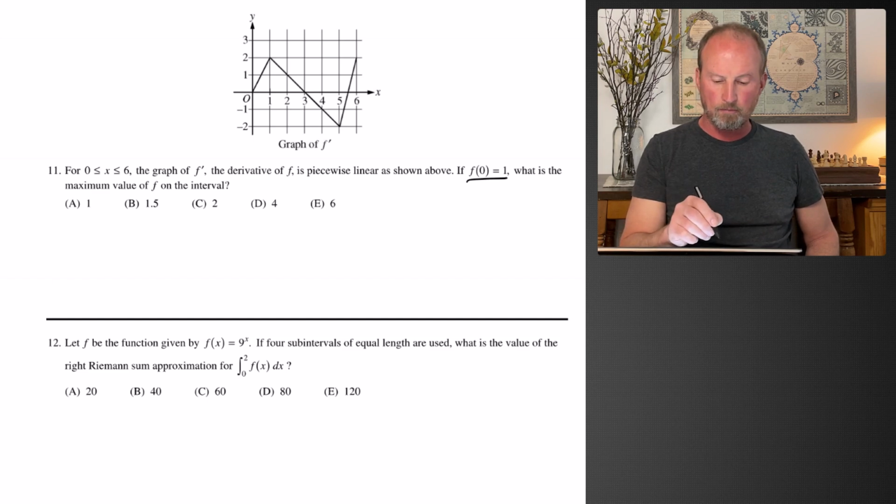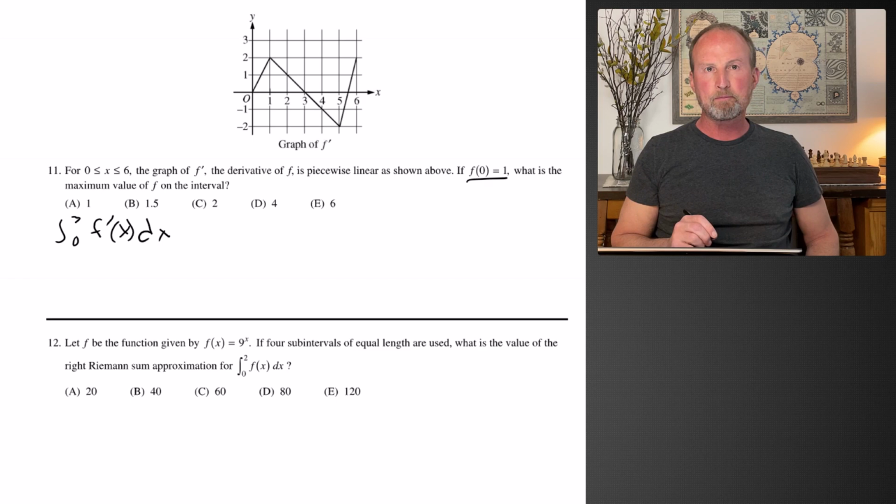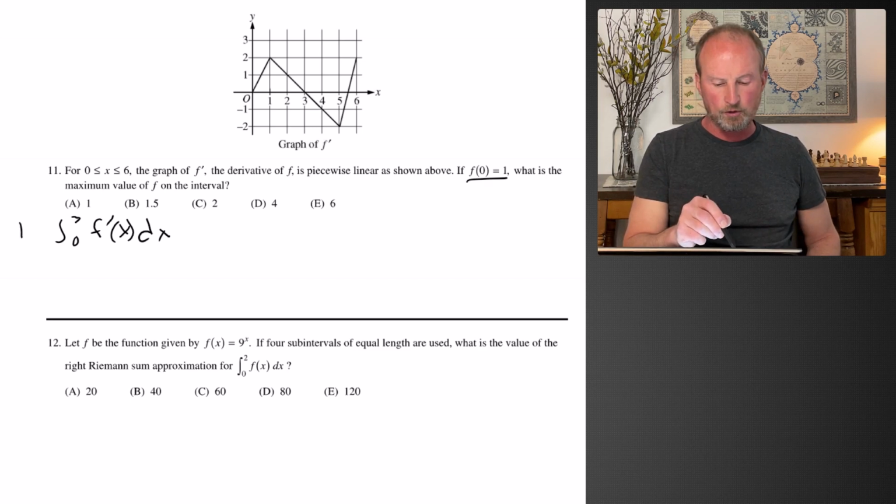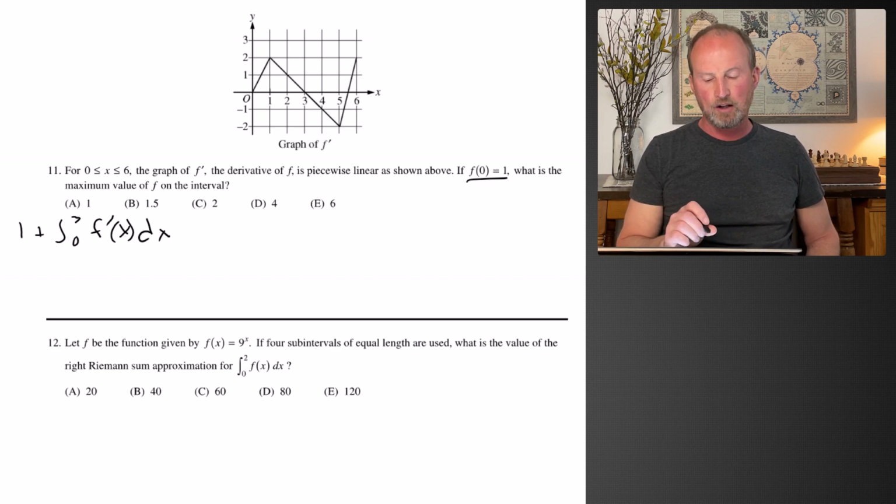A little tutorial. If I integrate from 0 to 3 of f prime of x dx, what does that tell me? This tells me how much change in f from x equals 0 to x equals 3. If I knew where I started, which I do, and I add the amount of change, I'll know where I end. So this will give me the value of f of 3.